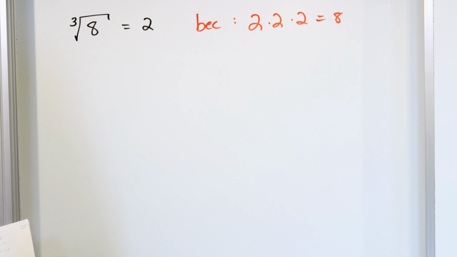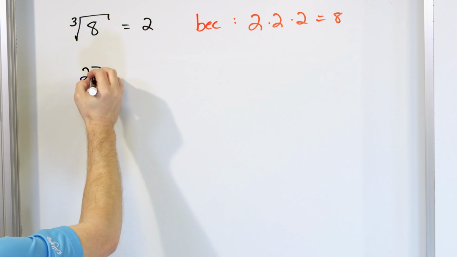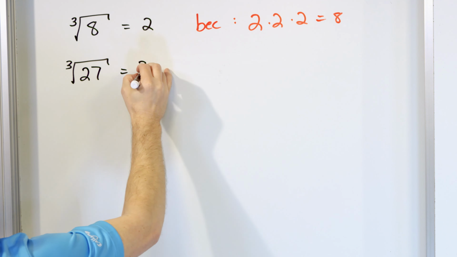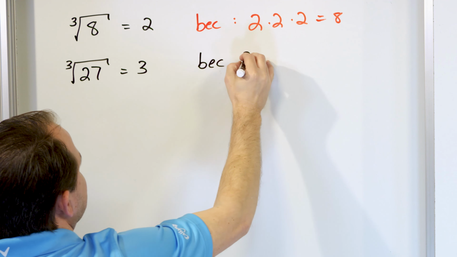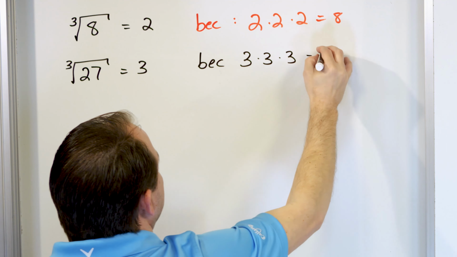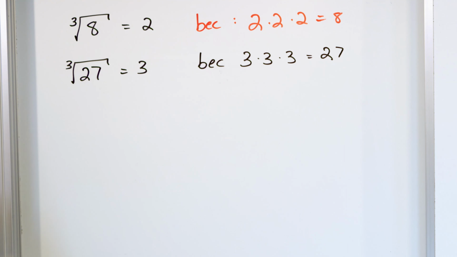All right? What if you had the cube root of 27? You have to put that 3 here to tell me it's a cube root. The answer to that is 3. Why? Because 3 times 3 times 3, 3 times 3 is 9, 9 times 3 is 27, and I get back exactly what is underneath here.